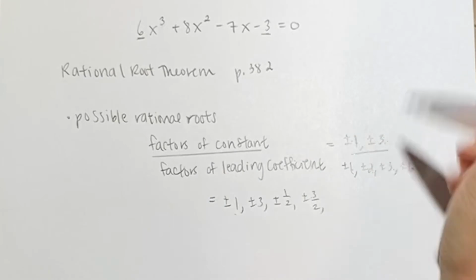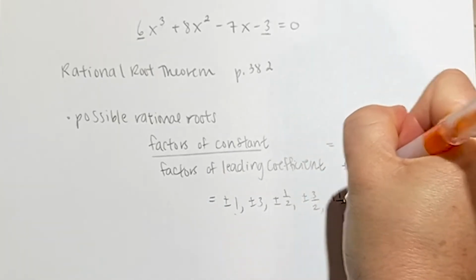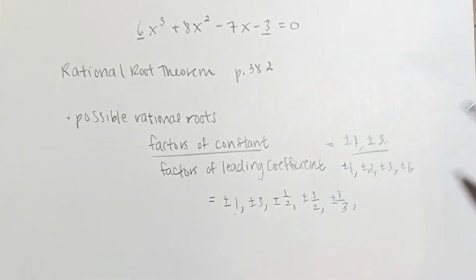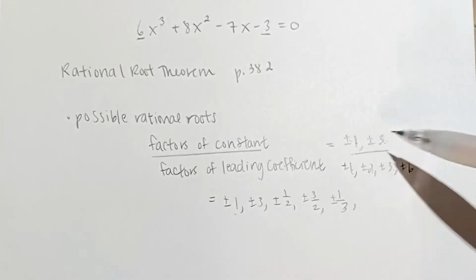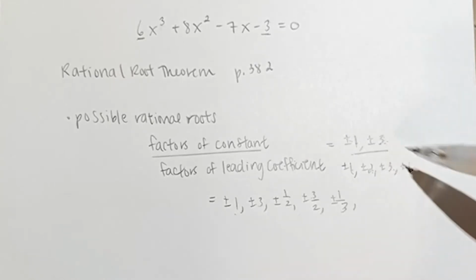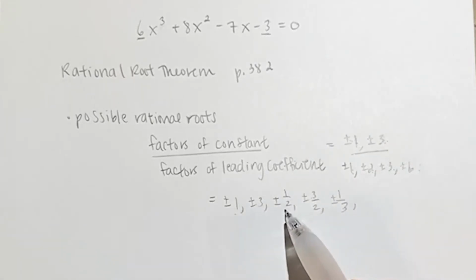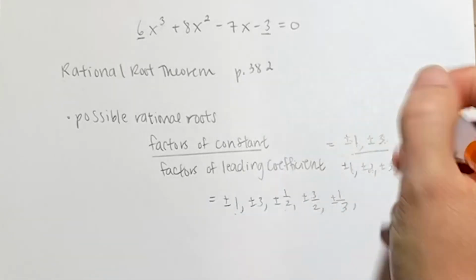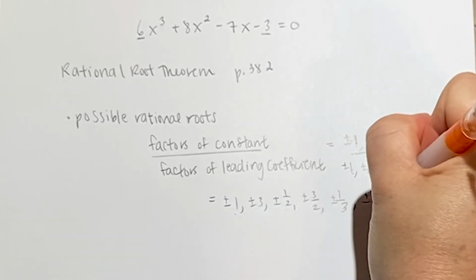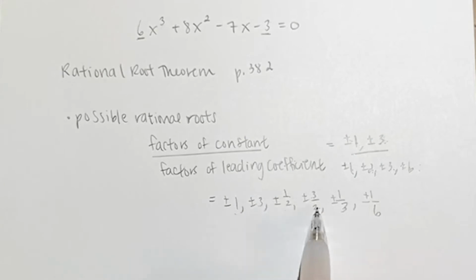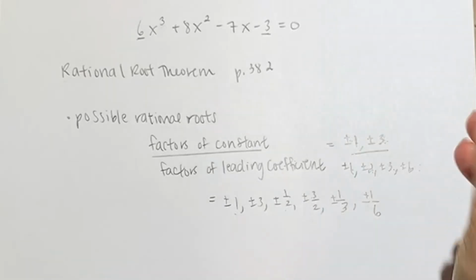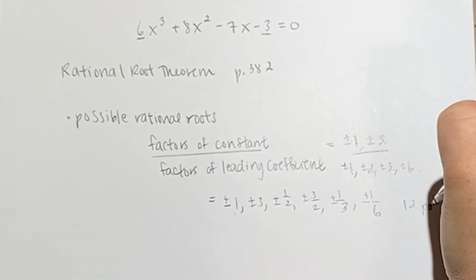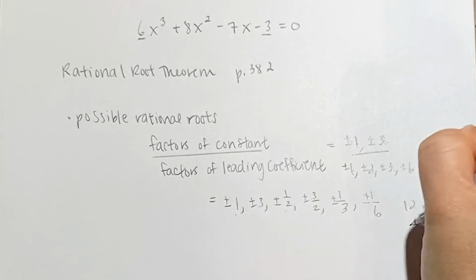So we've got 1 over 3, plus or minus. And then we've got 1 over 6 or 3 over 6. 3 over 6 is 1/2, which is already in our list. So 1 over 6. So that's 1, 2, 3, 4, 5, 6 positives, but it's also 6 negatives. So this is technically 12 possible rational roots.